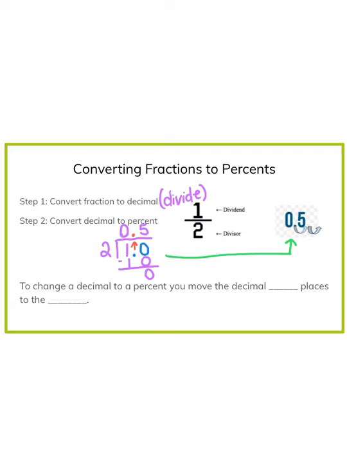Now that we've converted the fraction to a decimal, the second step is to convert the decimal to a percent. So if you remember our Dr. Pepper method, if I write my D and P for Dr. Pepper, decimals and percents, if I'm starting with a decimal, I need to move to the right to get to the percent. So I'm going to move the decimal 2 places to the right. 1, 2.